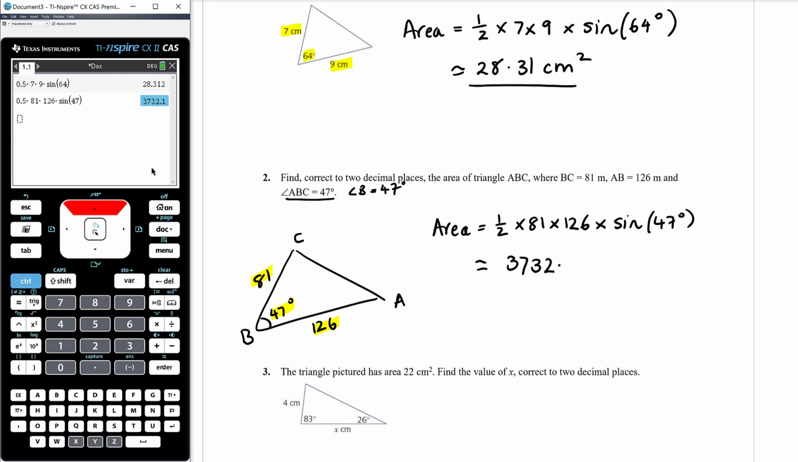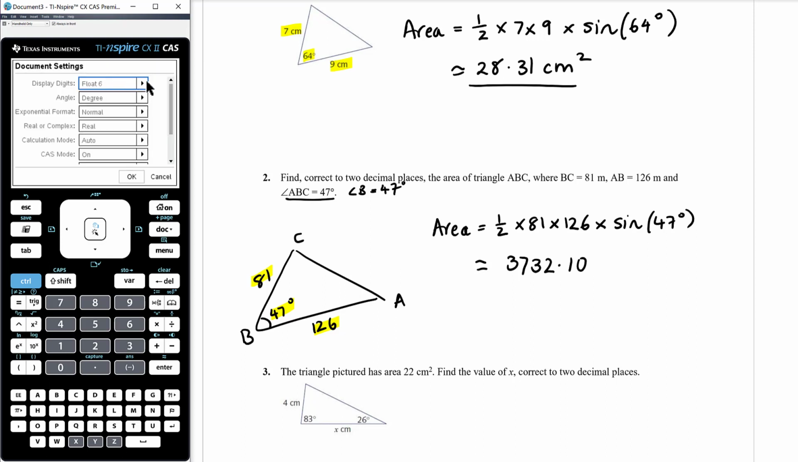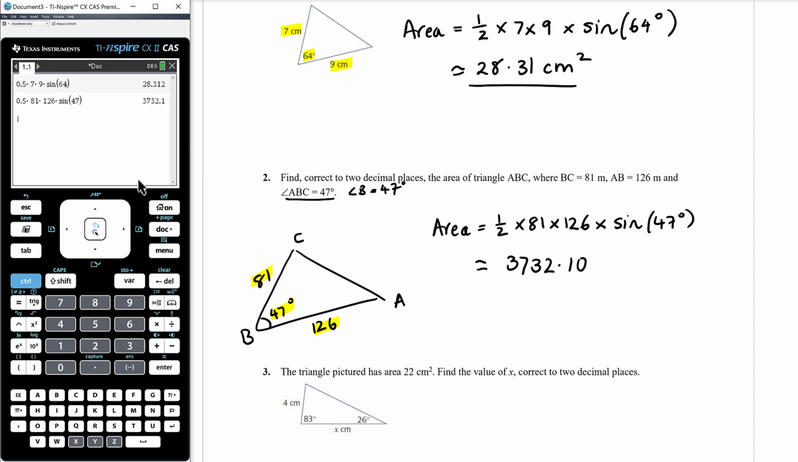I'm going to press Enter to copy that answer onto the next line, where I can see more decimal places, and I can see that to two decimal places this is going to be 10. But I shouldn't make that assumption from that previous line. I'm just going to increase my float settings a little bit. So click on the battery, document settings. I normally like to have it up at about float 10, particularly when we're doing financial maths. Now if we did that calculation again, Control Enter, it would show me more decimal places.